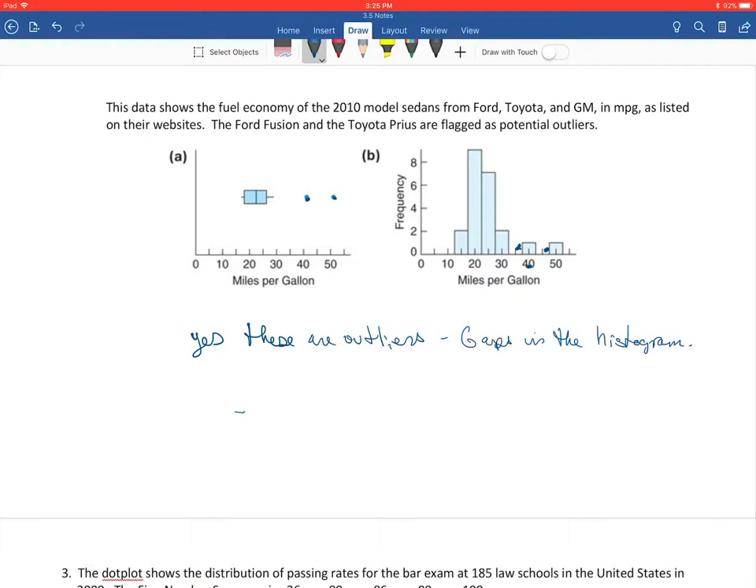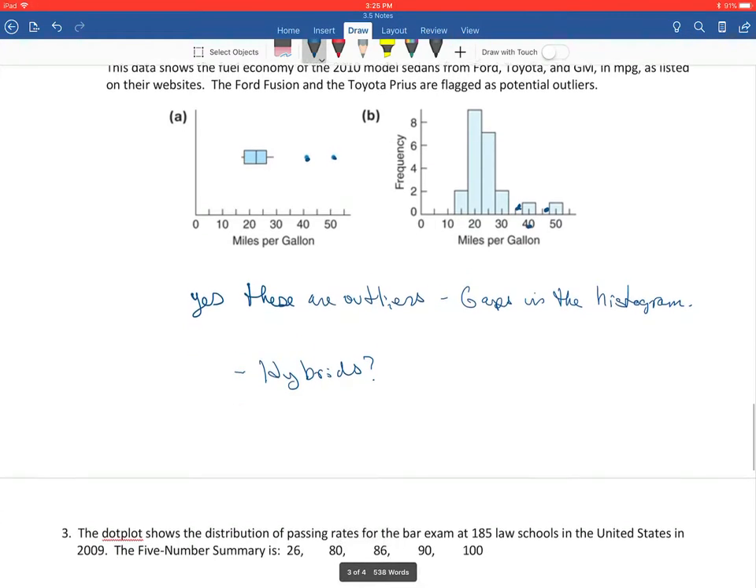And if I had to go out on a limb and speculate as to what's going on with those two cars, I might venture to guess that maybe these are hybrids. And that's why they are so much higher than the other cars.